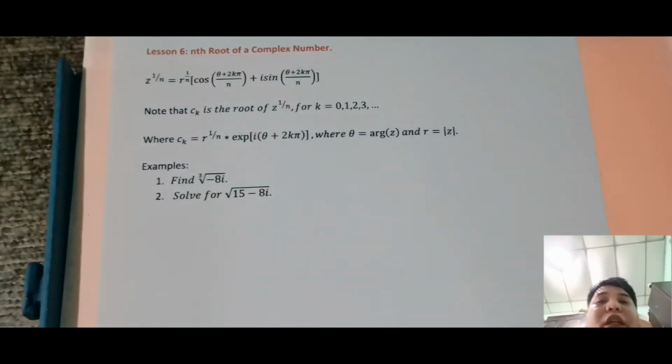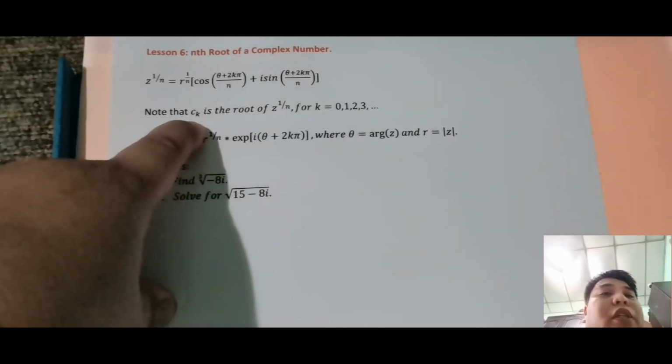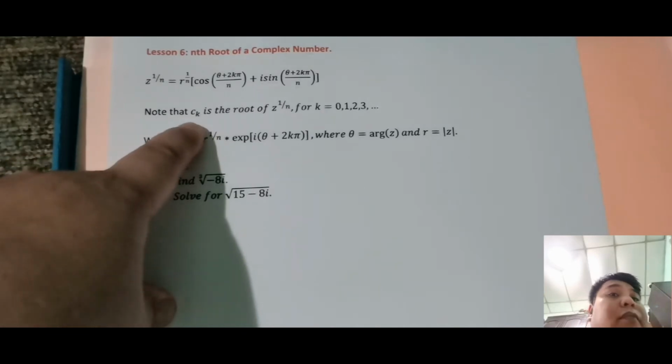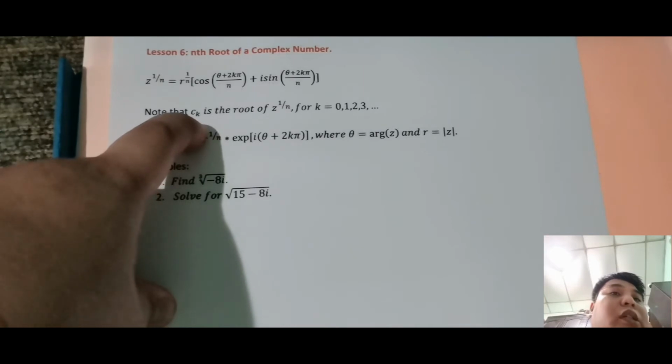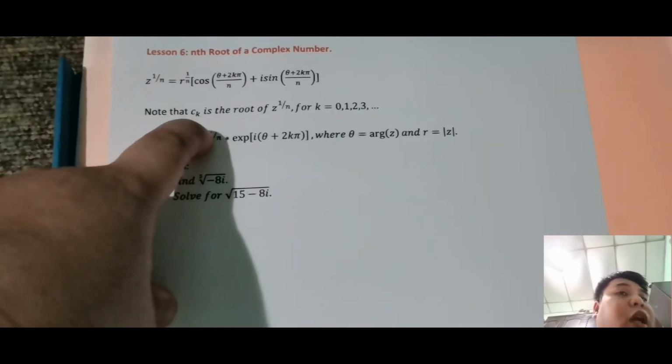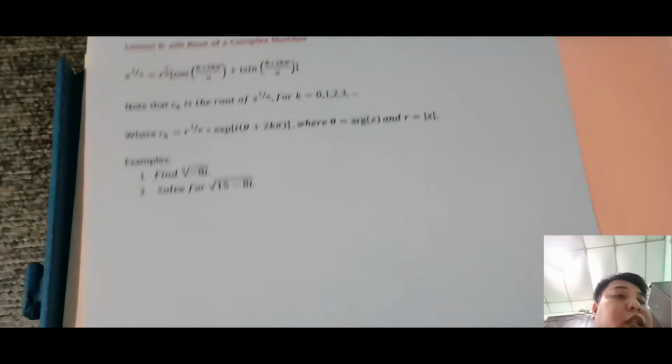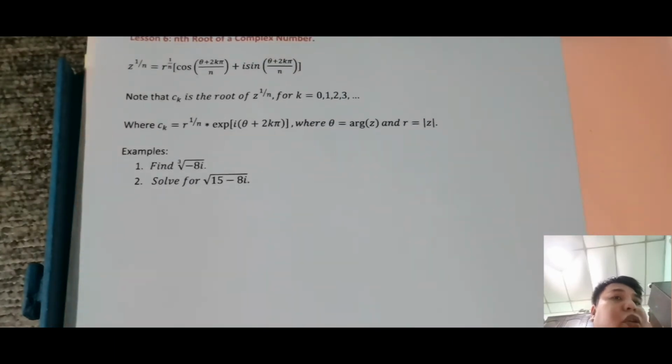So, ngayon, sa pagkuha talaga ng root ng ating complex number, ang ginagamit natin na notation is c sub k. So, for k is equal to 0, 1, 2, 3. So, for example, ang kukunin mo is square root, mag-start ka sa c sub 0, tapos c sub 1. Dalawa lang. Pag cube root, c sub 0, c sub 1, c sub 2. Pag fourth root, c sub 0, c sub 1, c sub 2, c sub 3. Okay, so tandaan, lagi ka mag-i-start sa 0. So, importante yan. Pag kinalimutan mo yan, magkakamali ka talaga.